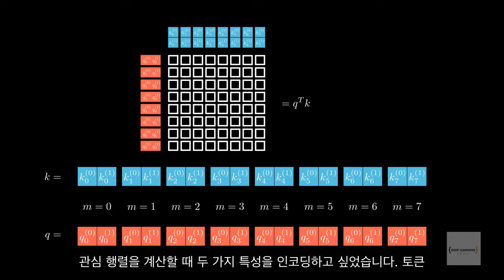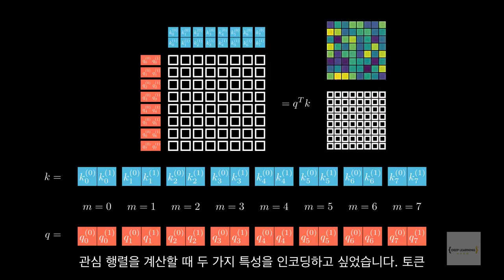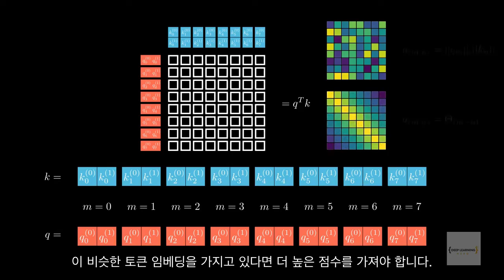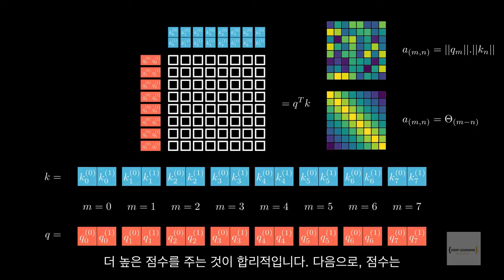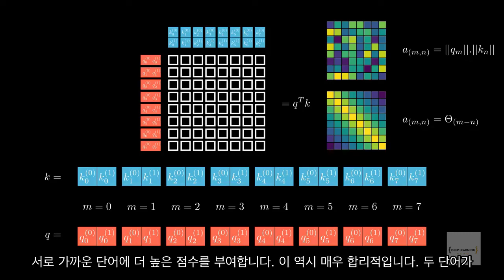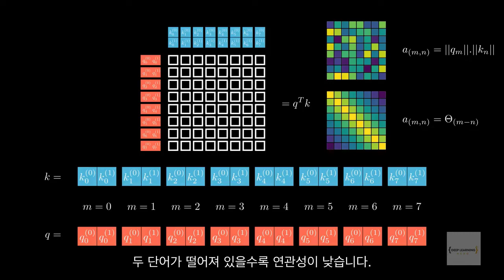When computing the attention matrix, we want it to encode two characteristics. Tokens that have similar token embeddings should have a higher score, which is a no-brainer. For example, if the two tokens are cat and dog, it makes sense to give them a higher score as they appear in very similar contexts. Next, the score should be higher for words that are close together. Again, quite sensible. The further apart two words are, the less likely for them to be related.